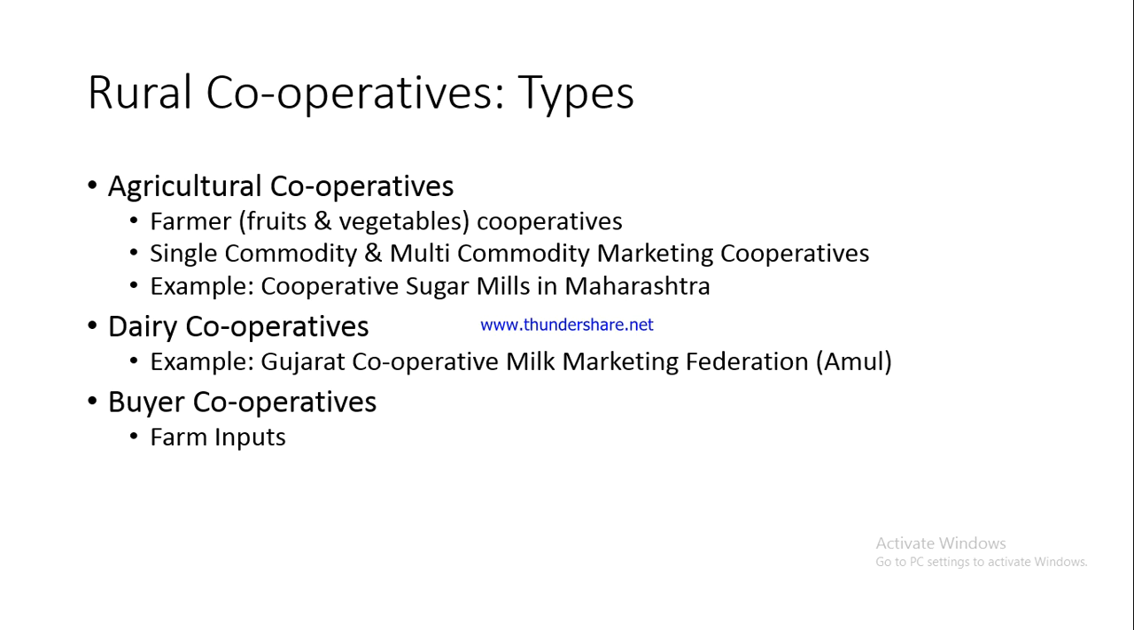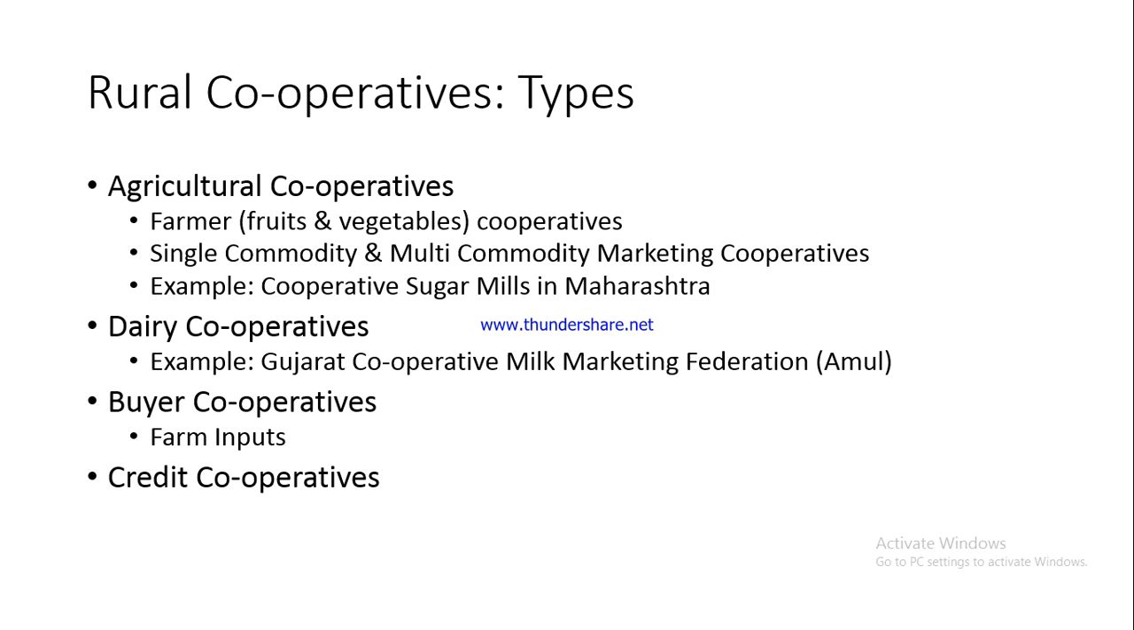As I said, they can be used to buy farm inputs. Again, we've got credit cooperatives. What do credit cooperatives do? The most basic thing that they do is they pool in the money contributed by various members.